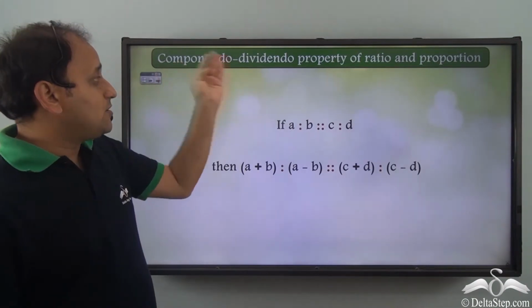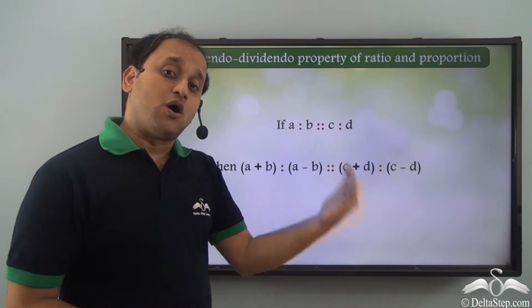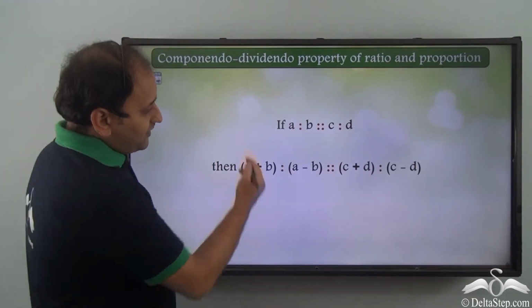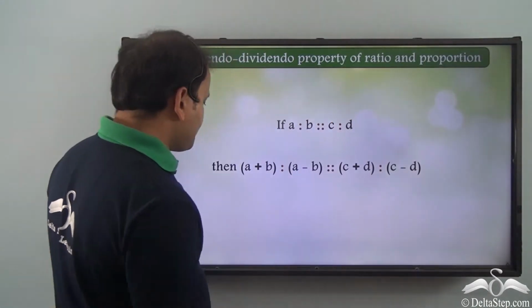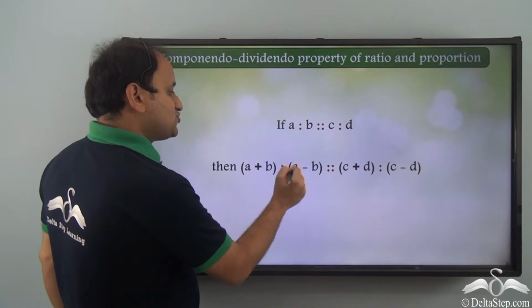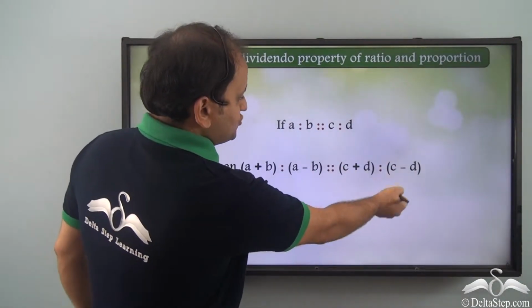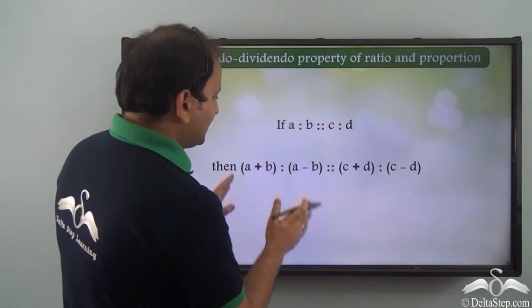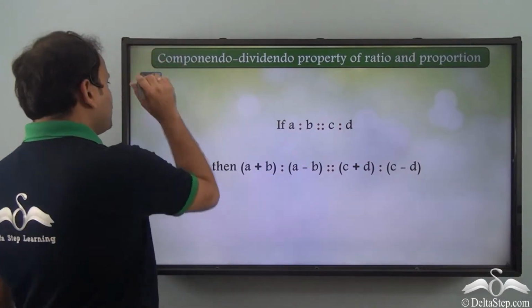So why do we call it componendo dividendo? Because it has been derived from both componendo and dividendo. So we have, if A is to B is proportional to C is to D, then A plus B is to A minus B is proportional to C plus D is to C minus D. So this is what is called componendo dividendo property of ratio and proportion.